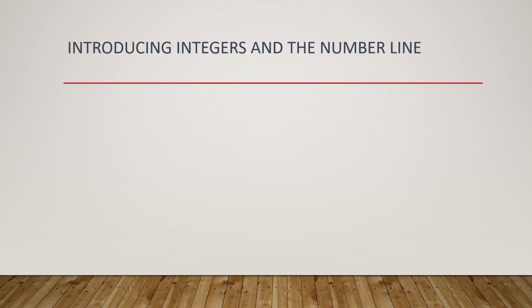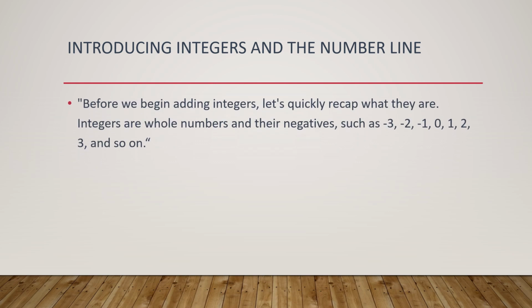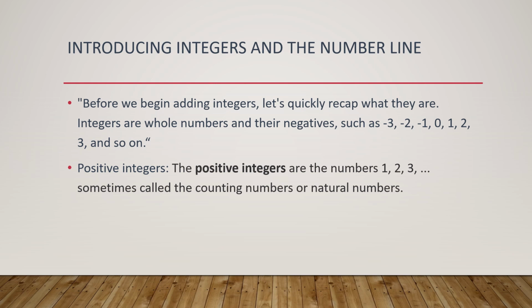Introducing integers and the number line. So before we begin adding the integers, let's quickly recap what they are. Integers are the whole numbers and their negatives, such as -3, -2, -1, 0, 1, 2, 3, and so on. So basically, the number line consists of positive integers and the negative integers.